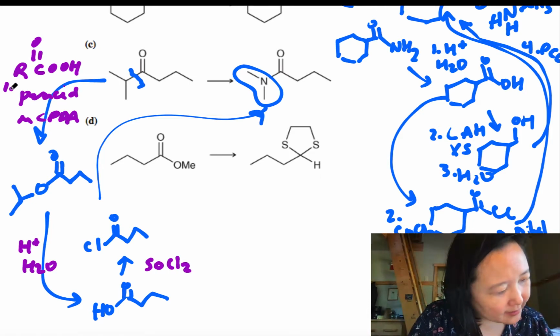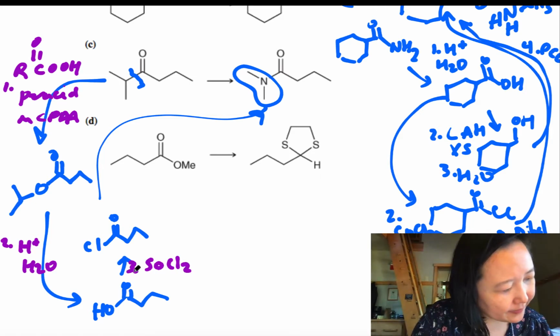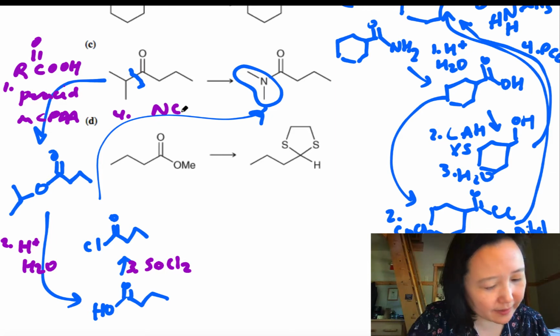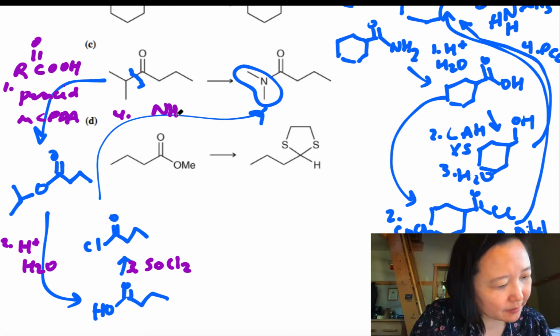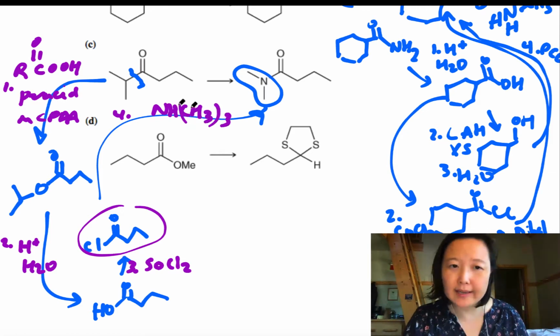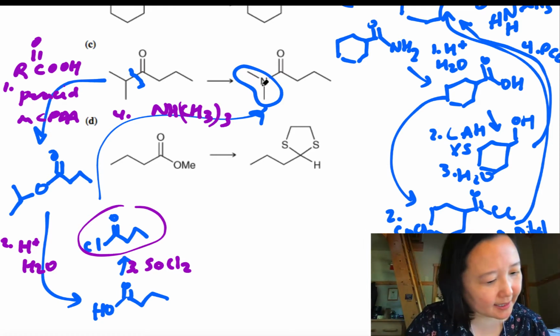Okay, so step 1, step 2, step 3. And finally, step 4, I don't even need catalytic acid. This is going to be pretty reactive because I'm using an acid chloride. It's going to be reactive enough. So I just need to find the correct amine, which is dimethylamine. And then I've got my amide.